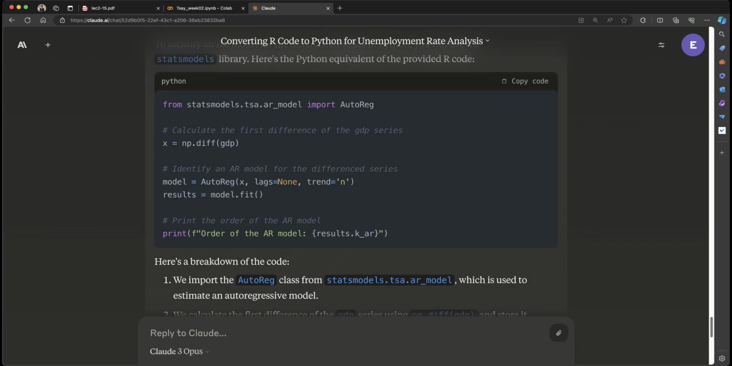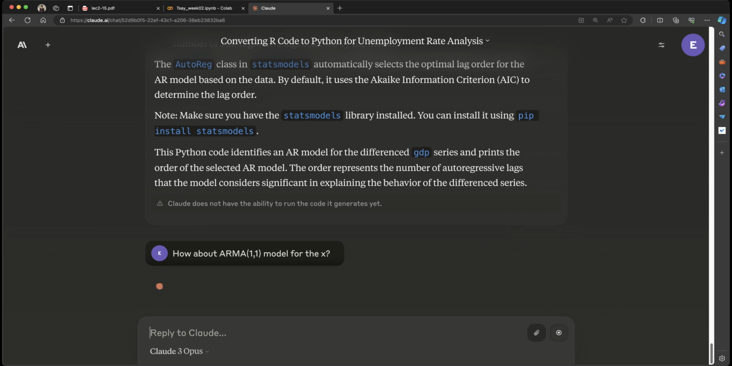How about an ARMA 1 model for the X? Okay, so AR1, okay, the difference. Today it is a bit slow.